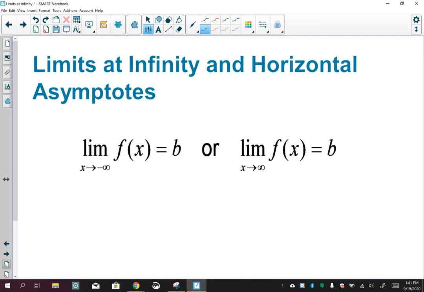So when we talk about limits at infinity, we need to talk about horizontal asymptotes. And so this is what this means. As I'm approaching negative infinity, what is my graph doing? Is it coming down to a horizontal asymptote and running off towards that horizontal asymptote? Same thing on the positive side.